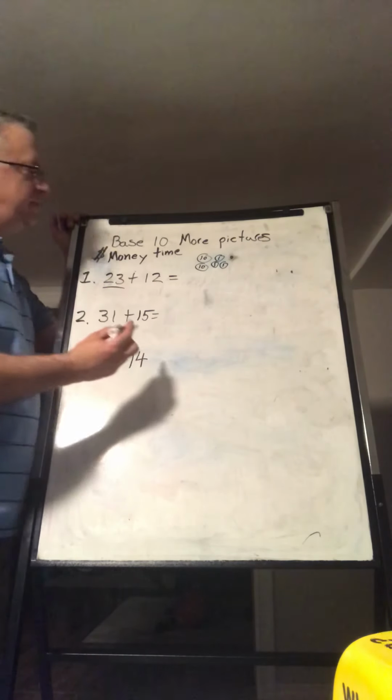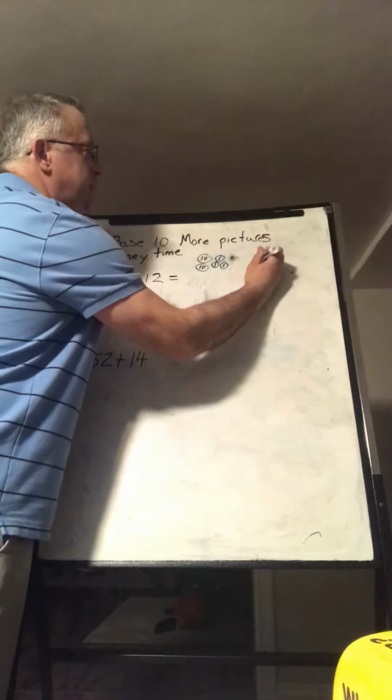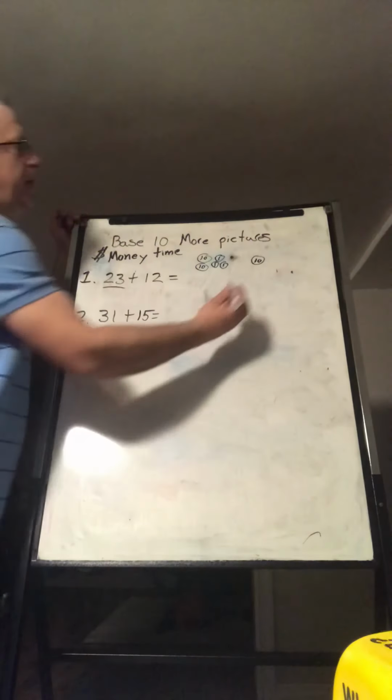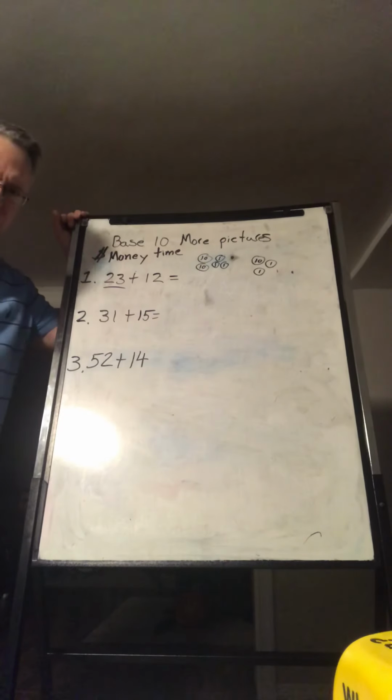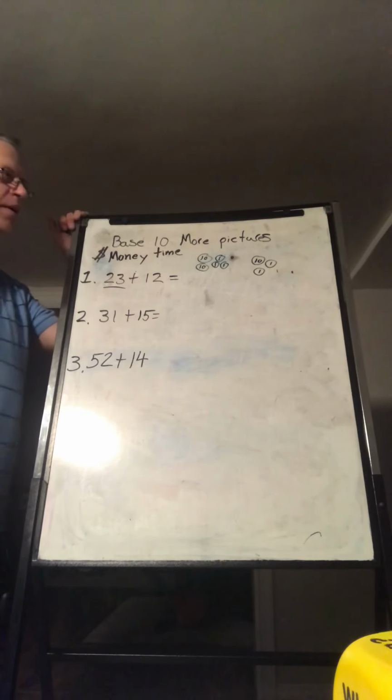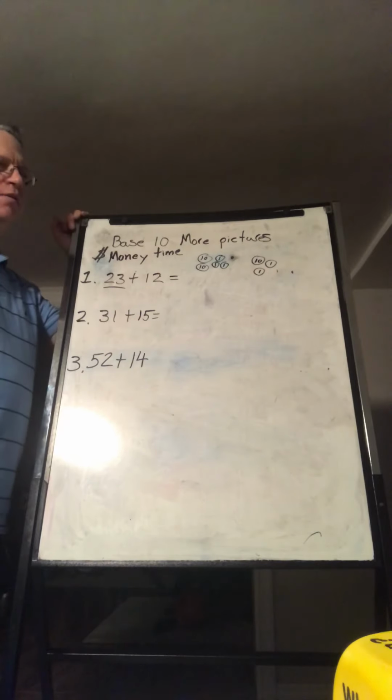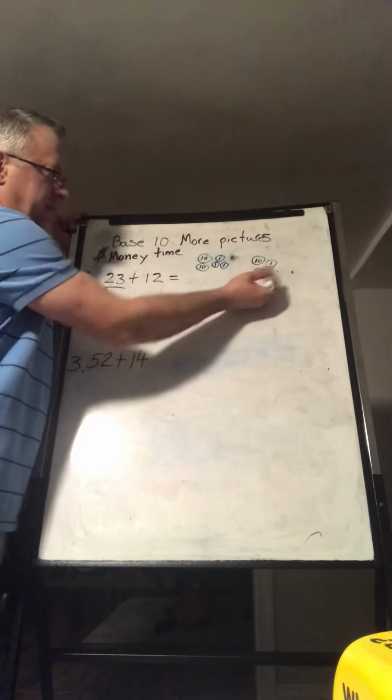So then I'm going to add it to 12. It has 1 10, so I'm just going to make 1 10. And I'm going to draw 2 ones. I'm just going to circle them. Why am I circling them? It's a good question. Because I'm pretending they're money. So these are dimes and these are pennies.